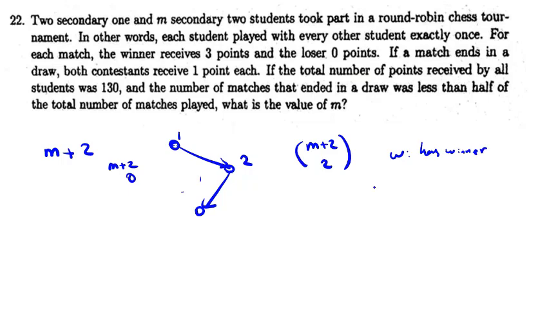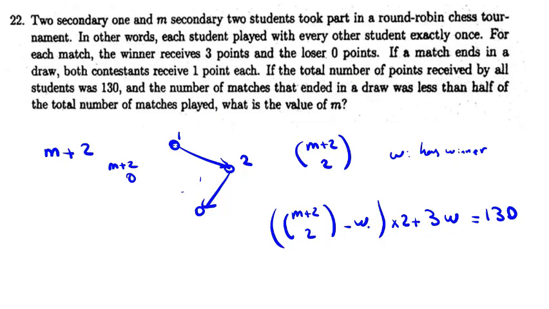And okay, so we can say the number of games that ended in a draw will be M plus 2 choose 2 minus W. In that game, we have 1 for each student, so we have 2. And in a game that has a winner, we have 3 points in total. So 2 times the number of games that ended in a draw plus 3 times the number of games that have a winner equals 130. If we simplify, it will be M plus 2 times M plus 1 plus W equals 130.